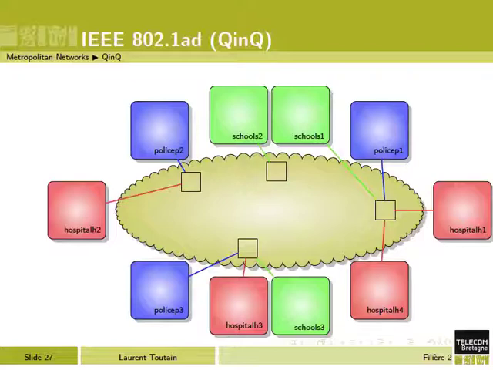And maybe you have to check if the police or the hospital respect the rules. That's a problem, because VLANs are designed to be managed locally. And when we want to use the same network to interconnect different companies, then there is a problem with the VLAN number sharing. So we have a solution that is called Q in Q.